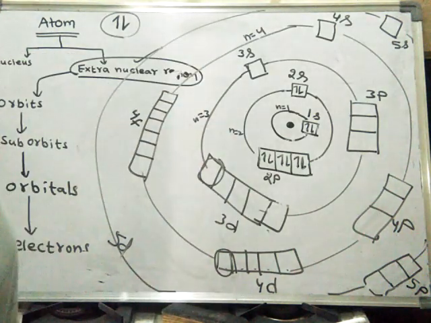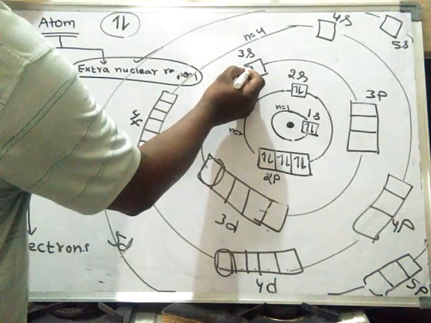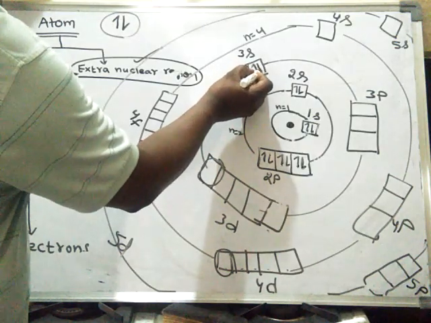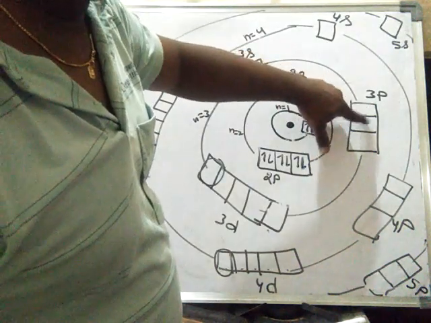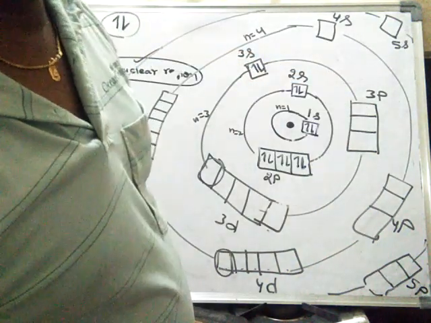So this is 3s. 3s has only 2 electrons with opposite spin. Next is 3p. Here also these 3 orbitals will have equal energy.